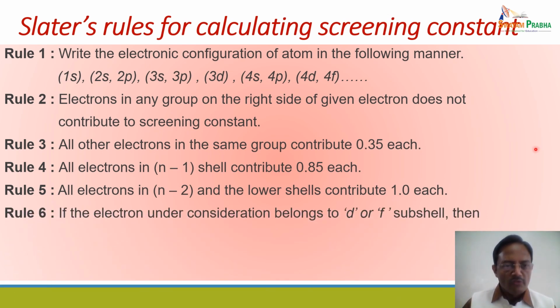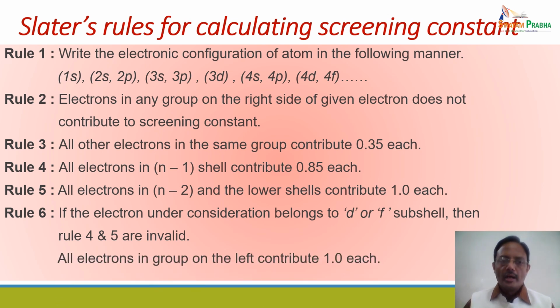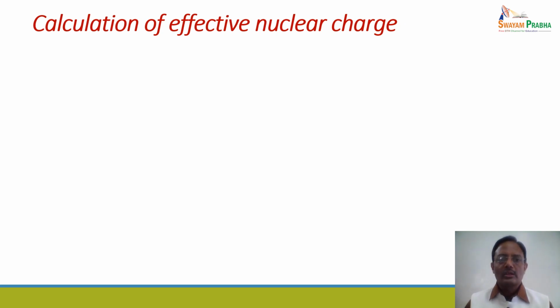Okay. And if the electron under consideration belongs to a d or f subshell, then rules number 4 and 5 are invalid, and all the electrons in the groups on the left side contribute 1 each. These are Slater's rules to calculate the value of sigma, which is the screening constant. Now we will try to understand these rules with the help of some examples, and see how to calculate the effective nuclear charge for various electrons in different atoms.